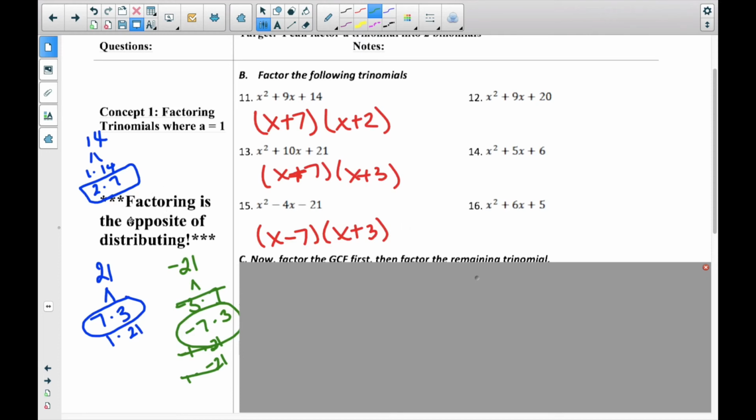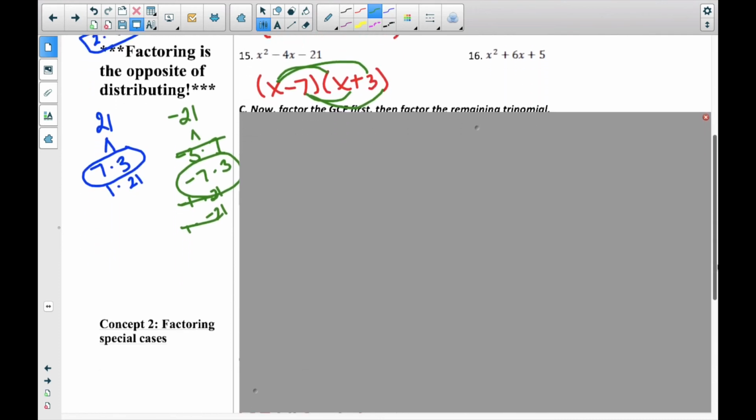Now, I have over here that the factoring is the opposite of distributing. So if you wanted to check your answer, you could multiply these out. That's x squared plus 3x minus 7x. Well, plus 3 and minus 7 gives me a negative 4, which it's supposed to, and then minus 21. So the fact that factoring is the opposite of distributing helps us check our answers.